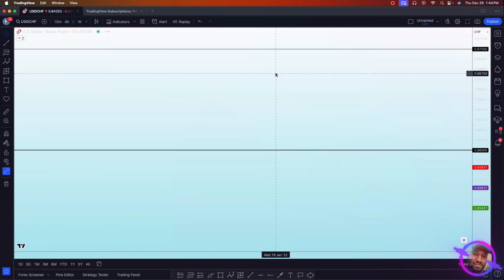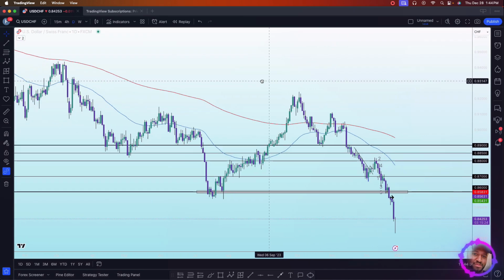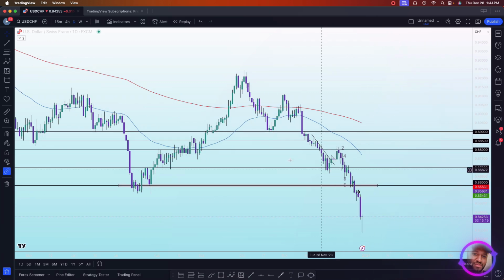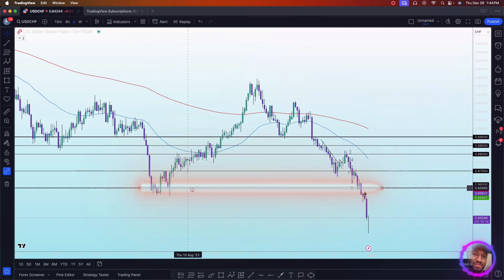Going into the daily time frame, you can clearly see a low, high, low, high, low. So we have been creating lower lows, lower highs, also breaking previous structure levels.